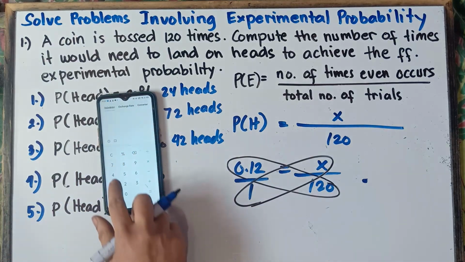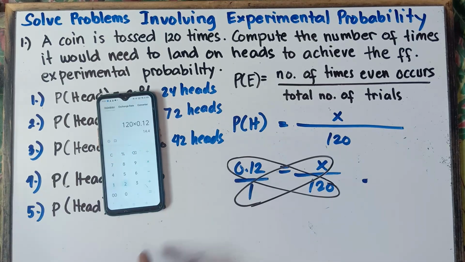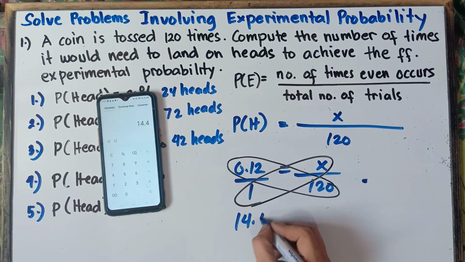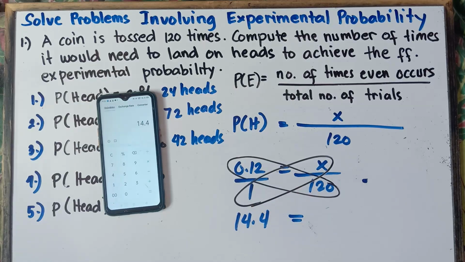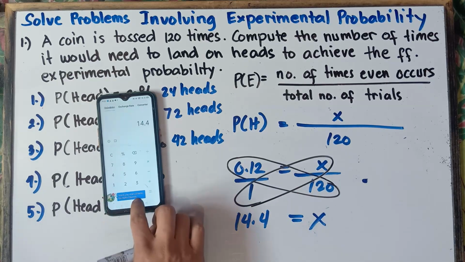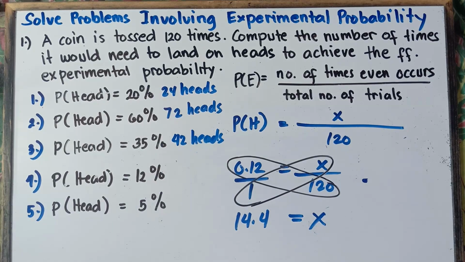Alright, so this will be 120 times 0.12. That would be 14.4, which is equal to 1 times x, that would be equal to x. Now question, class, can we get this answer, class? 14.4 heads? Nope, this is not possible, class.